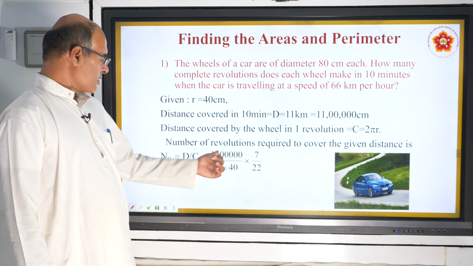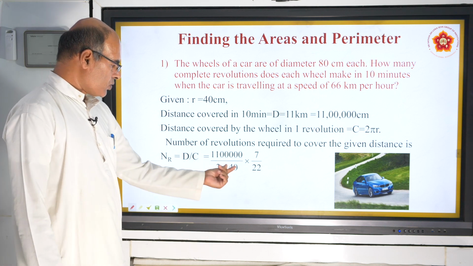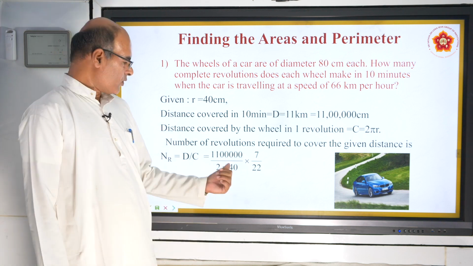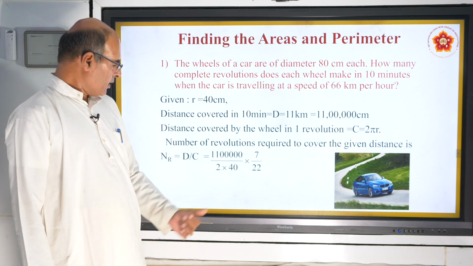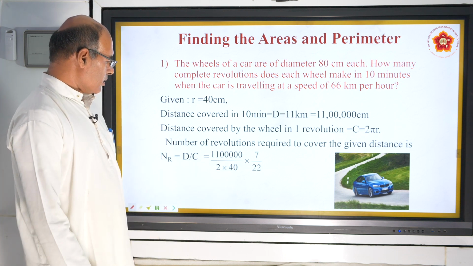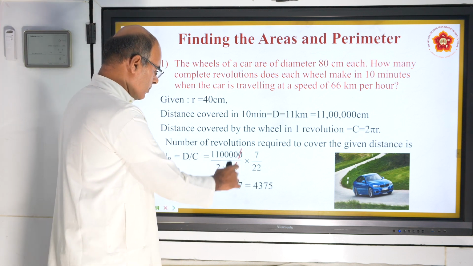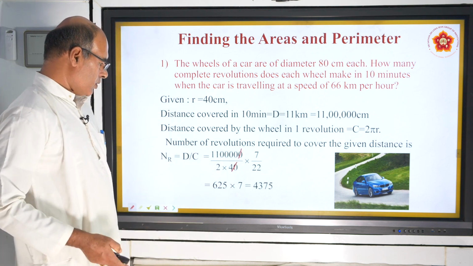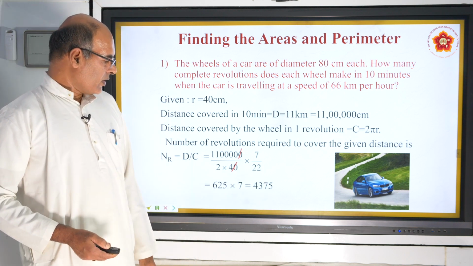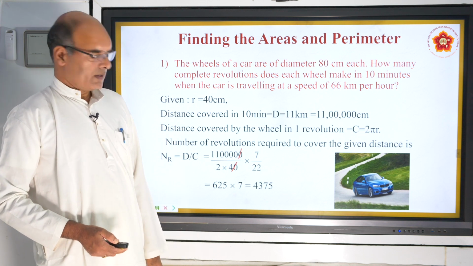So the distance is this, divided by 2 pi r. Pi is 22 by 7 here. The denominator of the denominator becomes numerator, therefore 7 goes to the numerator. 2 pi r is with r as 40. So carefully cancel it, you can cancel the zeros, and it becomes 4,375 revolutions it requires.